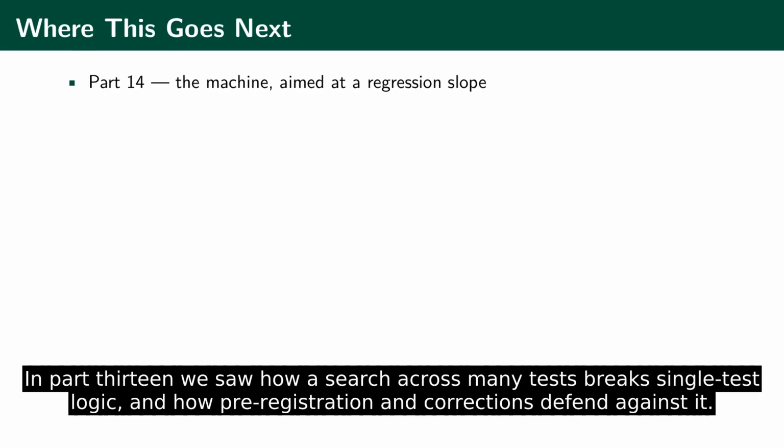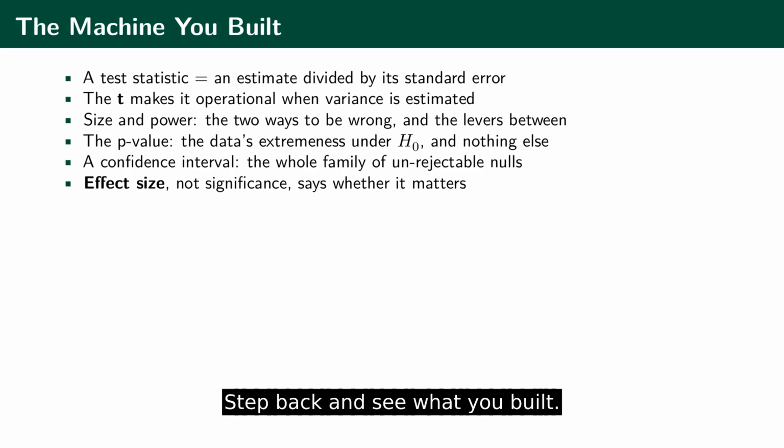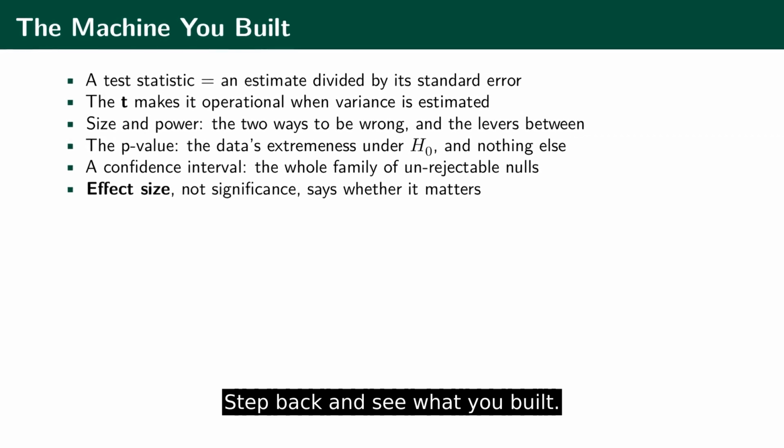In part 13, we saw how a search across many tests breaks single test logic, and how pre-registration and corrections defend against it. Now we step back, see the whole machine we built across this chapter, and follow it forward into the regression engine of week 2. Step back and see what you built.